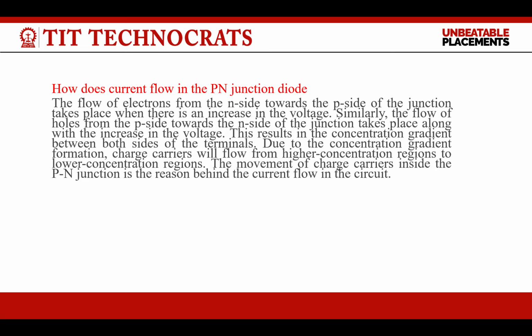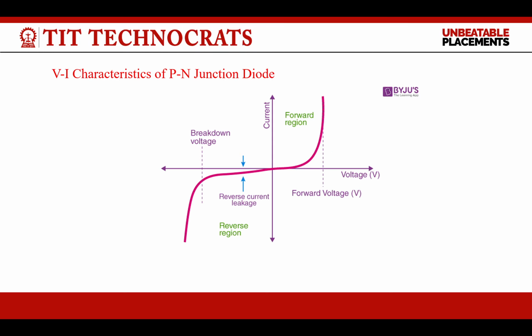The flow of electrons from N side towards the P side of the junction takes place when there is an increase in the voltage. Similarly, the flow of holes from the P side towards the N side of the junction takes place along with the increase in the voltage. This results in the concentration gradient formation. Charge carriers will flow from higher concentration region to low concentration region. The movement of charge carriers inside the PN junction is the reason behind the current flow in the circuit.